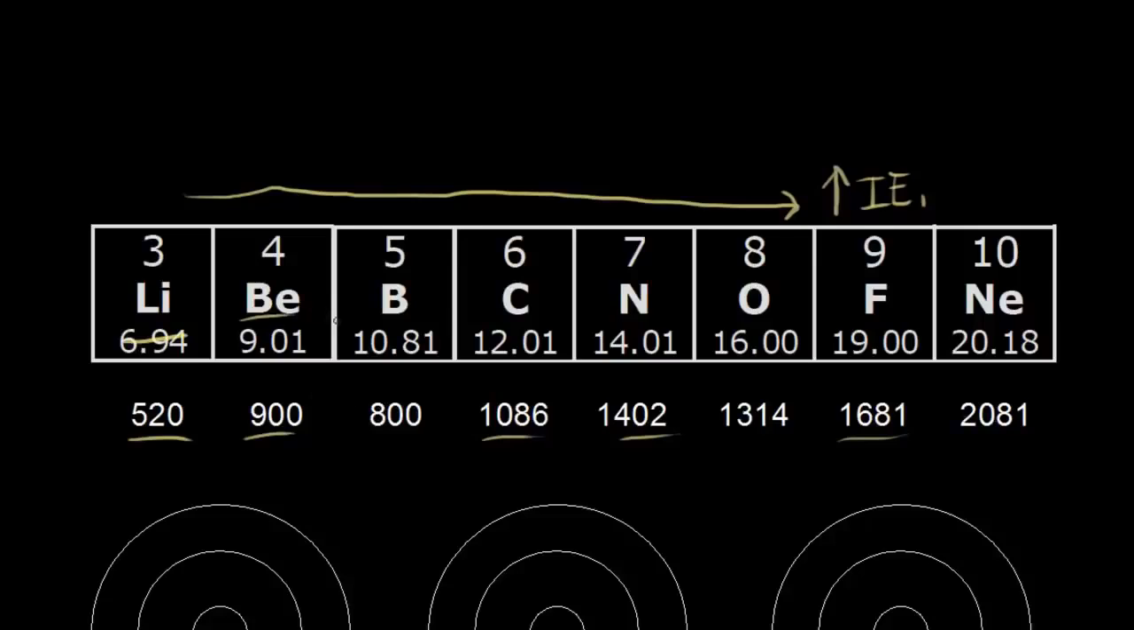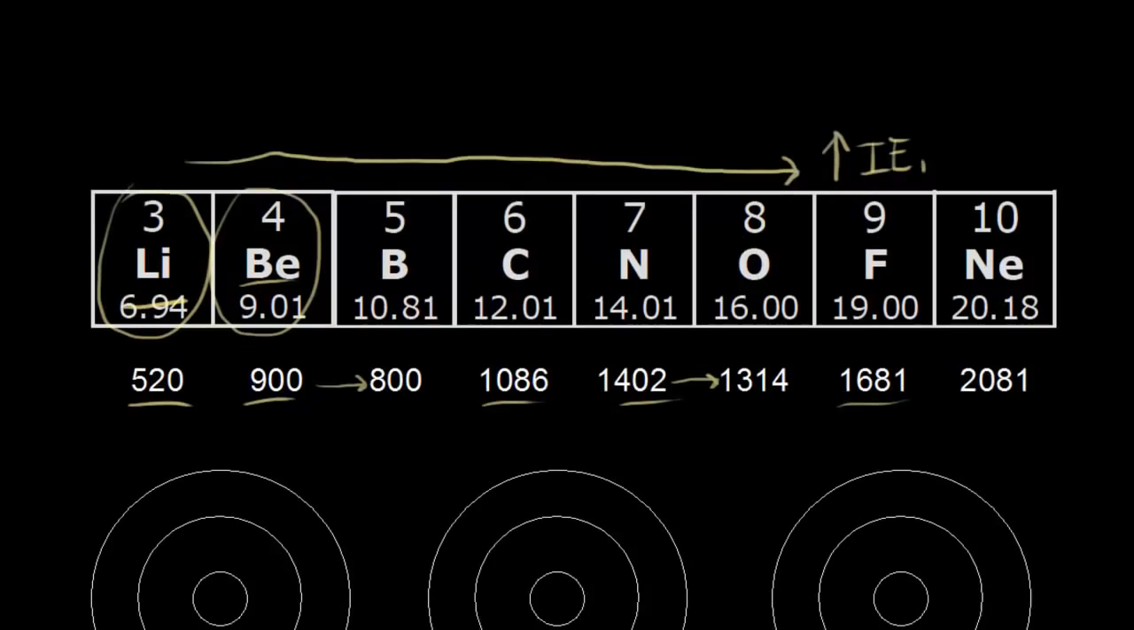We can see that from beryllium to boron, there's actually a drop in the ionization energy. And also from nitrogen to oxygen, there's a drop in the ionization energy. We will talk about those exceptions to the general trend. But first, let's analyze lithium and beryllium and see if we can figure out why, in general, as you move across a period, there's an increase in the ionization energy.